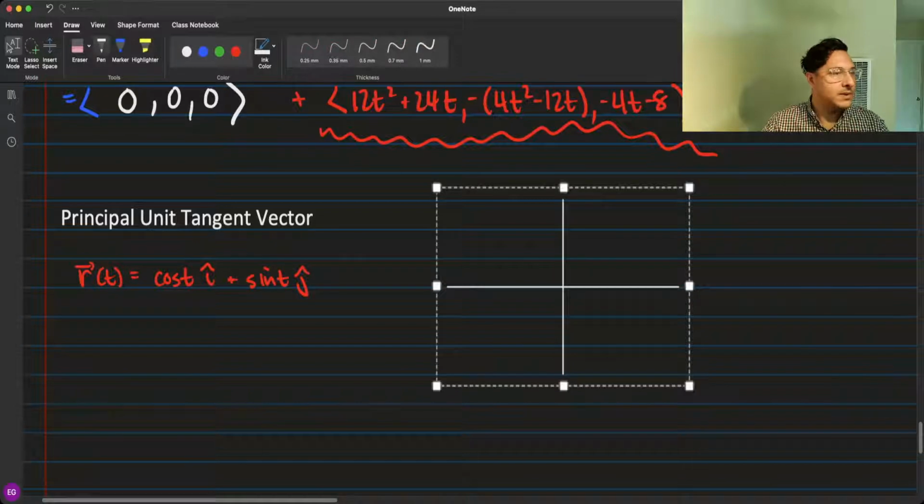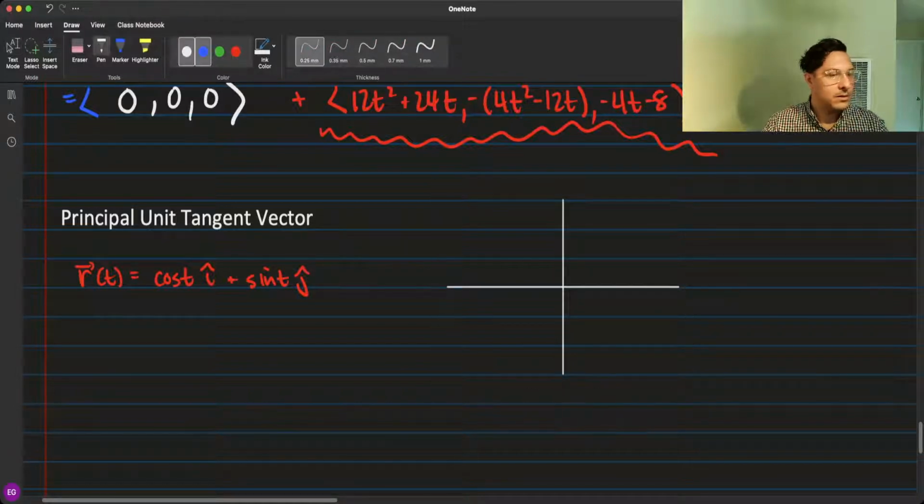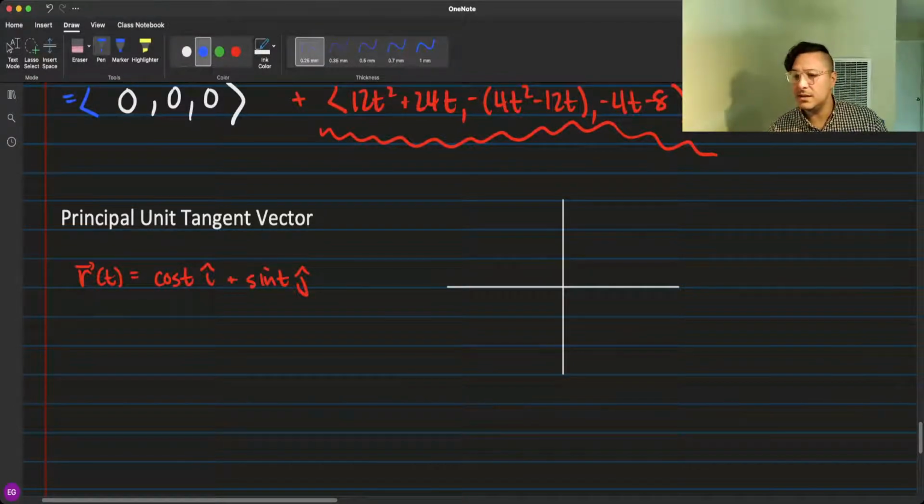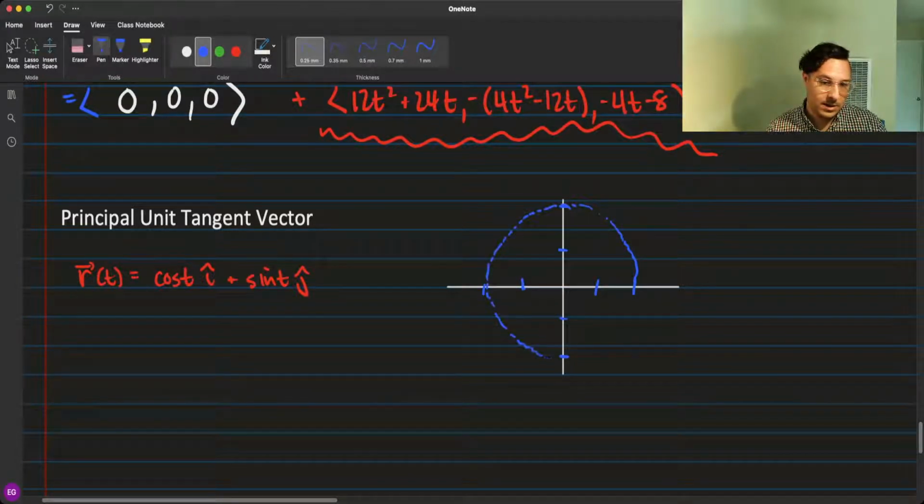What is the shape of this graph? If you graph cosine t as the x parameter and sine t as the y parameter, do we remember? We talked about this when we did parametric equations a while ago. It is a circle that looks like this. It goes counterclockwise.